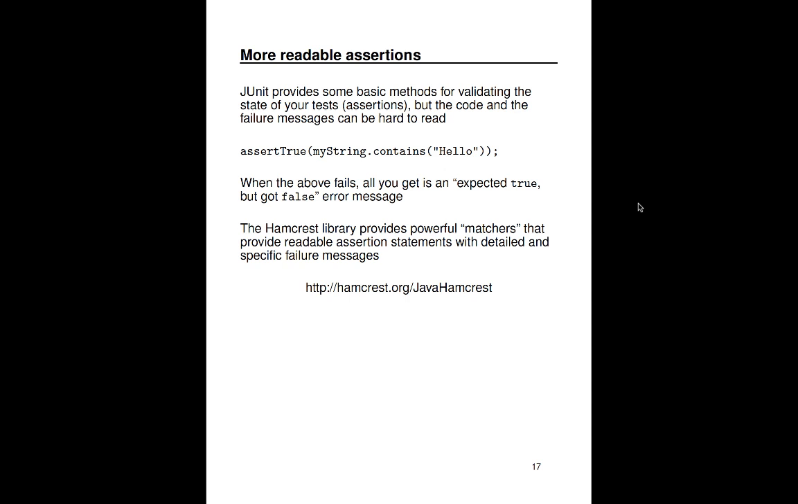There is a library called Hamcrest, and Hamcrest is an anagram for matchers, which provides what they call matcher objects that provide much more readable assertion statements in the code. And if the assertion fails, they provide a much more detailed and specific failure message, which allows you to start your debugging journey even quicker. I'm going to cover some of the highlights of the API, but I encourage you to check out hamcrest.org/javahamcrest for all of the details about how these classes work and the wide variety of assertion statements that are available to you.